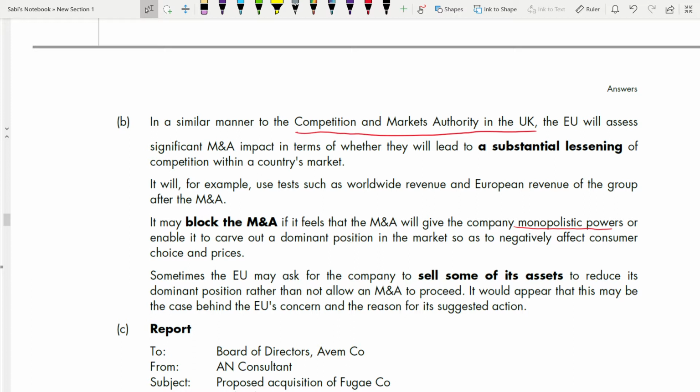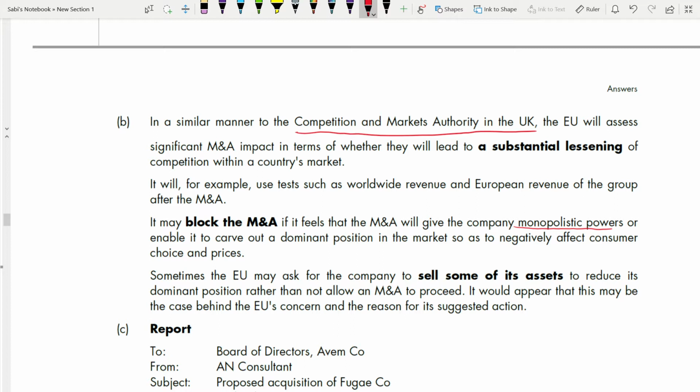Sometimes the EU may ask the company to sell some of its assets to reduce its dominant position rather than not allow the merger. So they can let the merger and acquisition happen, but before that you have to sell some of the assets. That is one of the things you can do to reduce the dominant position of that company before the merger and acquisition. It would appear that this may be the case behind the EU's concern and the reason for its suggested action. Yes, maybe the other way.